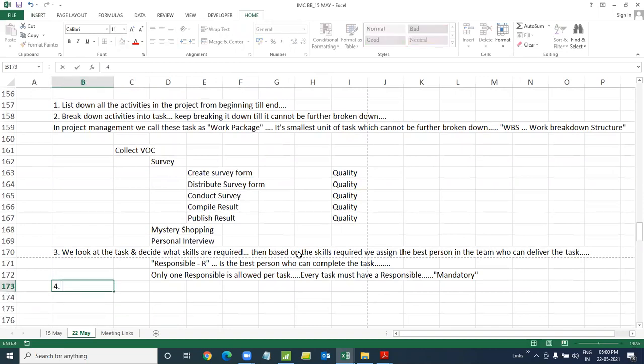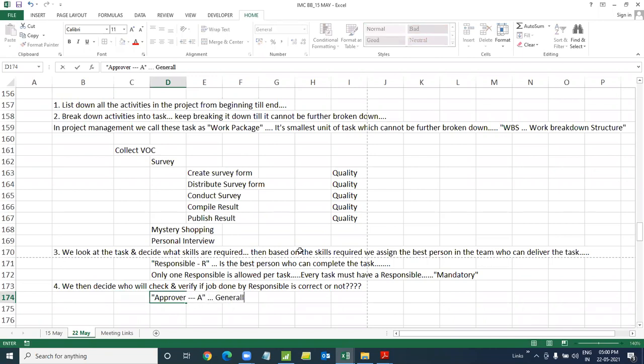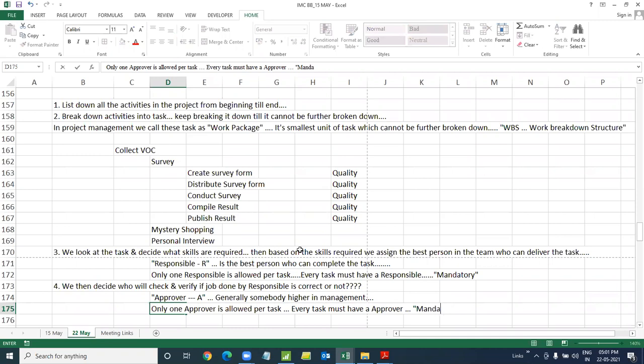Next, we decide who will check and verify whether the job done by the responsible is correct or not. Then we decide basically the approver. Approver is A. Again, generally somebody higher in management will be the approver who will check and verify the job was done correctly. Yes, the responsible says completed; well, I have verified, I have seen it, it's all good. Again, only one approver is allowed per task. Every task must have an approver. It's mandatory.